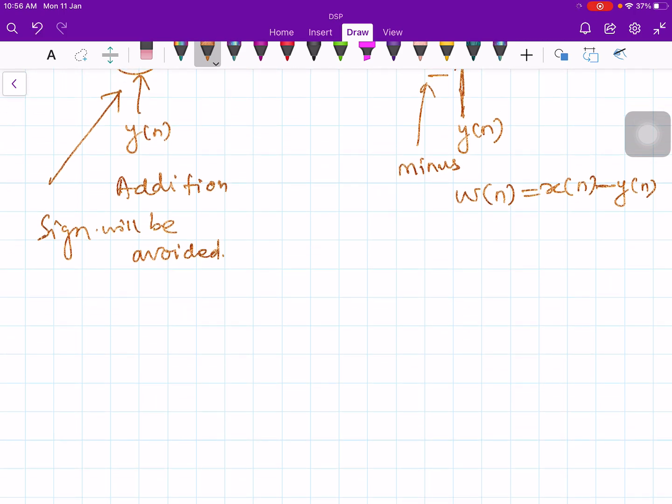Okay, so negative sign means simply that y of n is to be multiplied by minus 1. Minus 1 is not a multiplier, it is simply changing the sign bit of the binary number. So this and all you will be studying in your digital electronics.